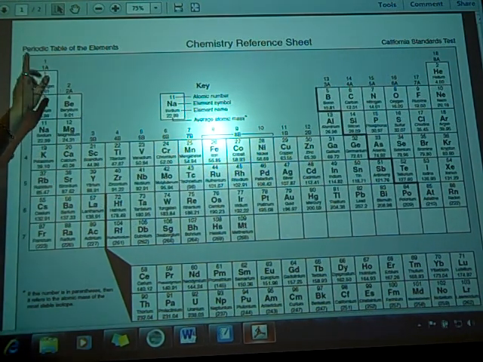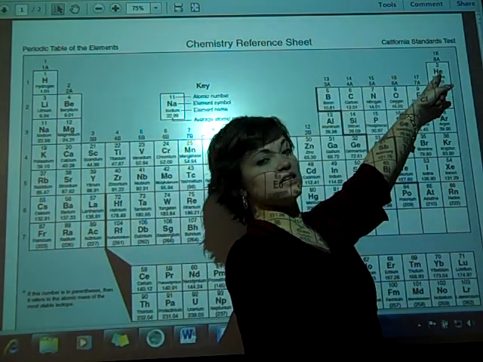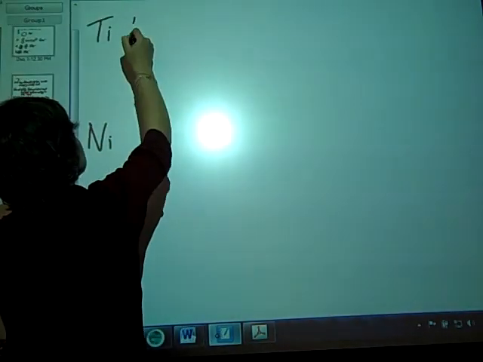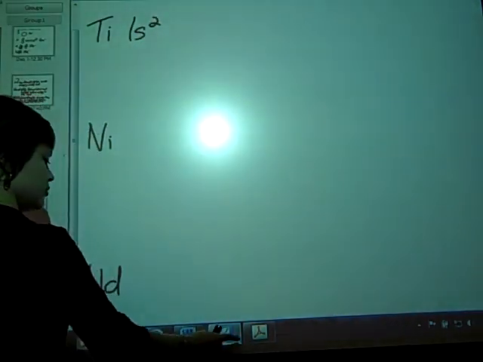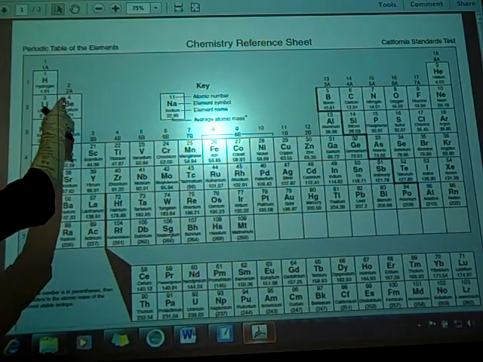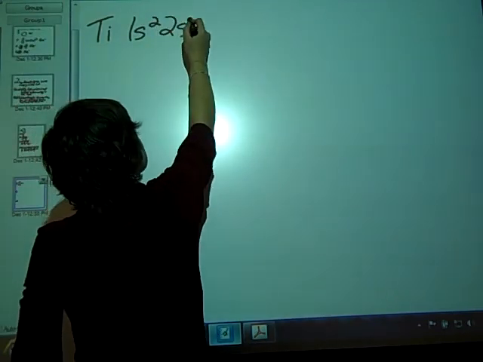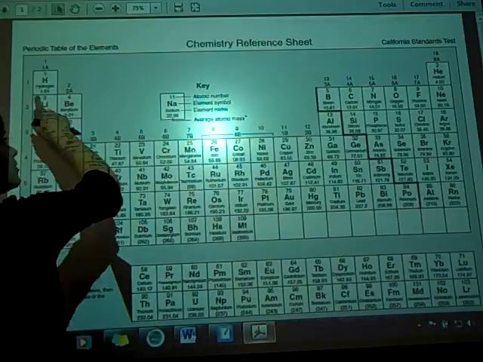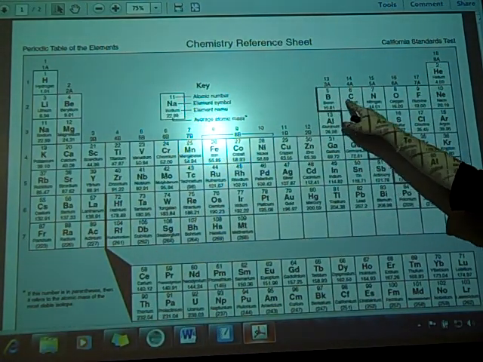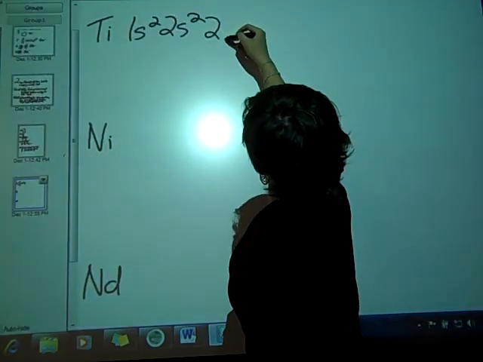Start at 1. 1s, S block, 1s1. Here's my second electron in the 1s. So 1s2. Gosh darn tall board. Wrap around, 2s. 1 in the 2s. 2 in the 2s. Filled the 2s. 2s2. Across we go. I'm still on row 2. 2p. 1, 2, 3, 4, 5, 6. Filled up the 2p.